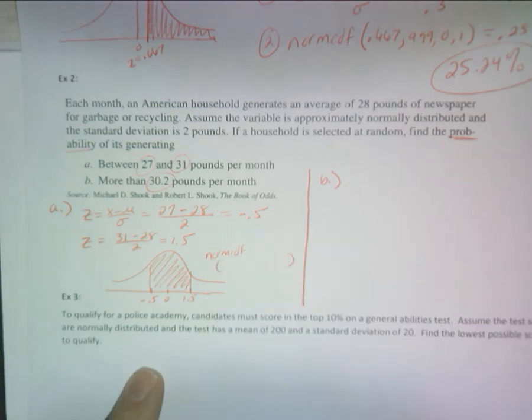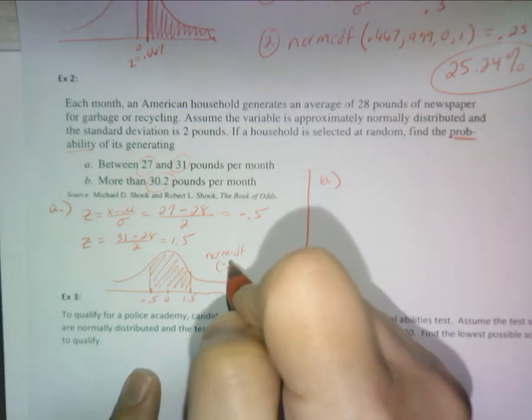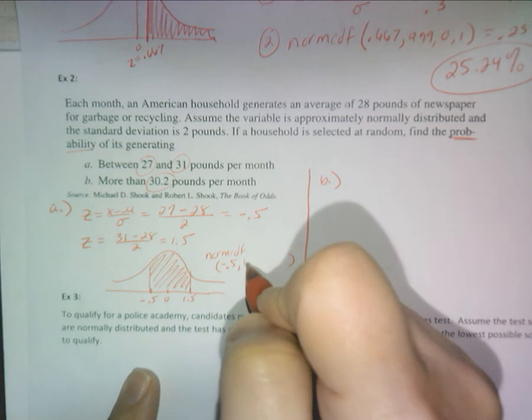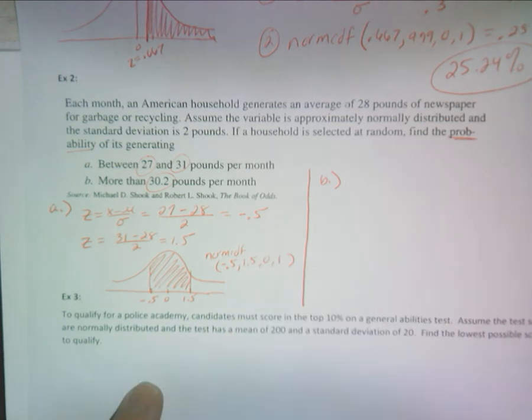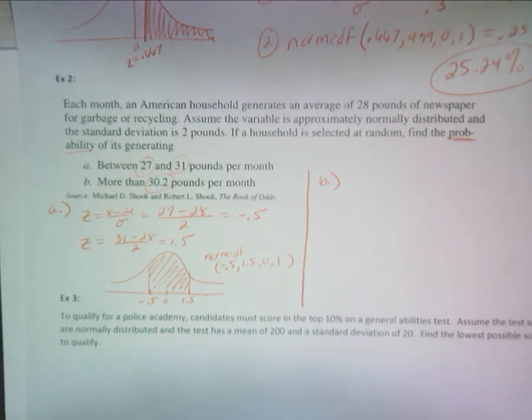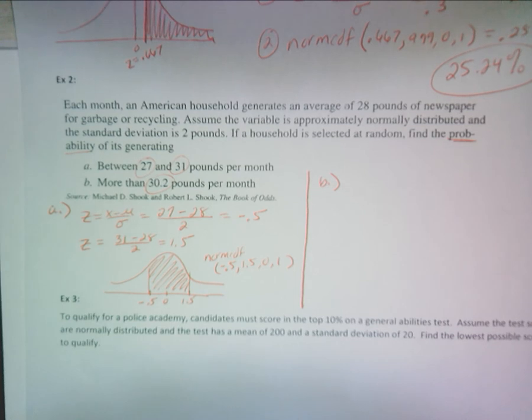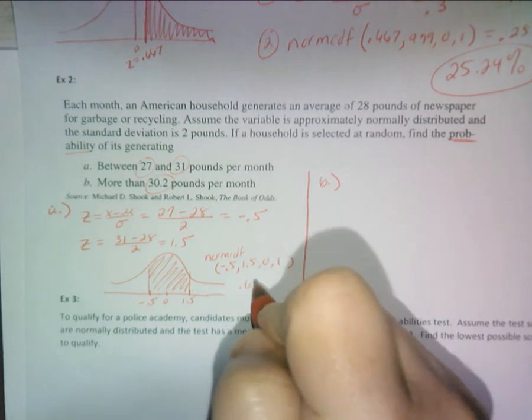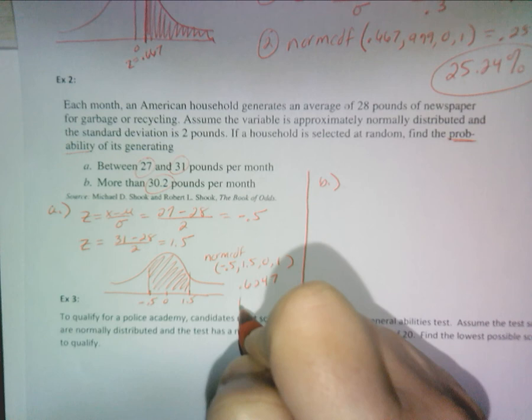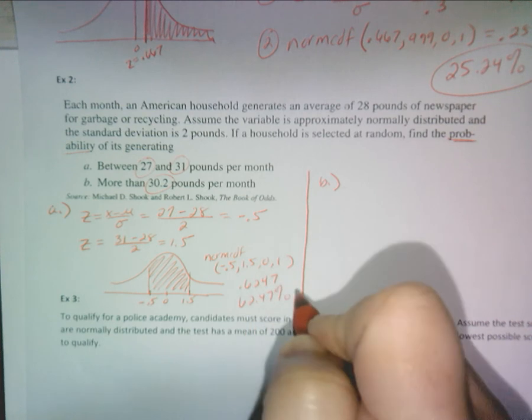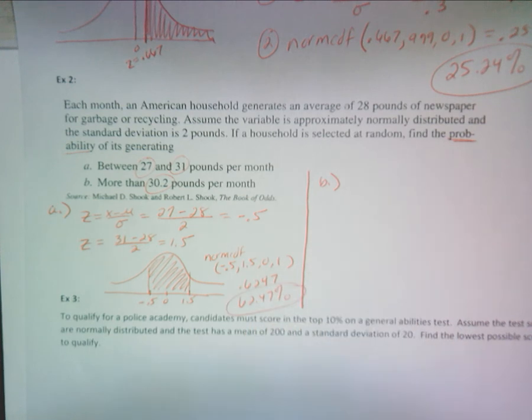What would be my lower Z? Negative 0.5. What would be my upper Z? 0 and 1. If somebody could type that out for me. Yep, 0.6247 or 62.47% of American households have between 27 and 31 pounds of newspaper garbage alone. That's crazy.